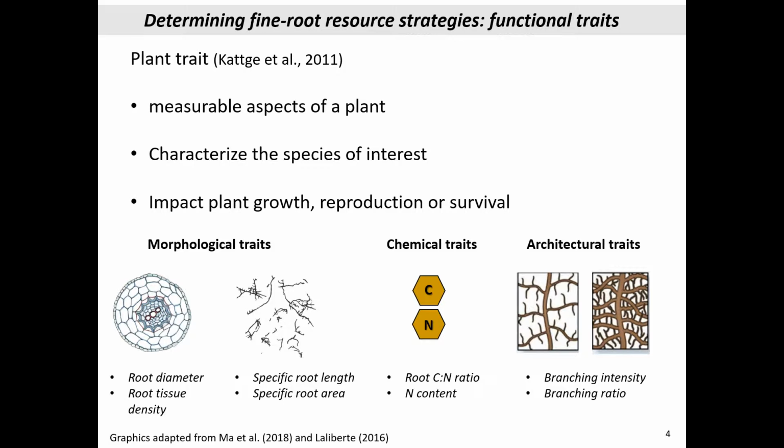For architectural traits, I've been mainly focusing on branching intensity and branching ratio, which usually relate to the way the roots intercept resources from the soil and explore the soil.